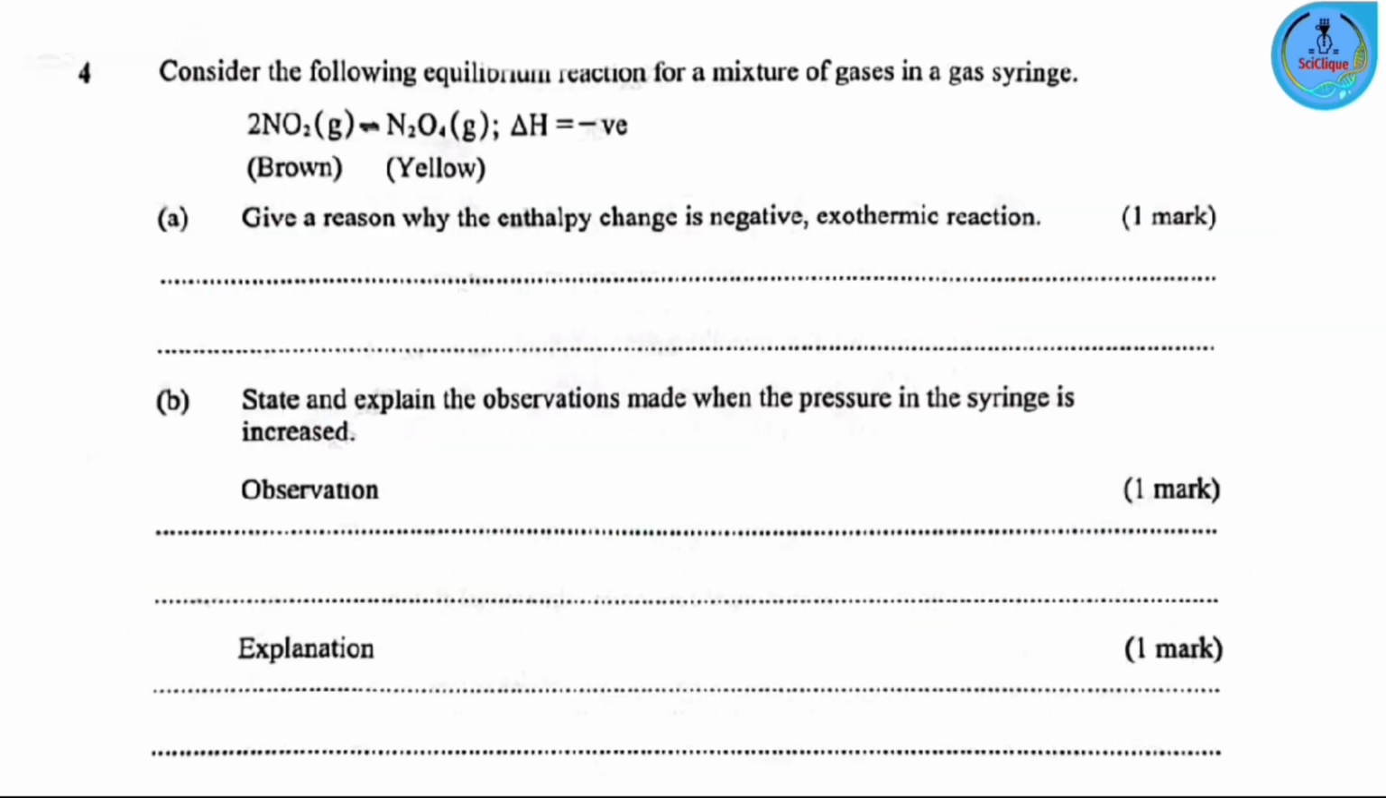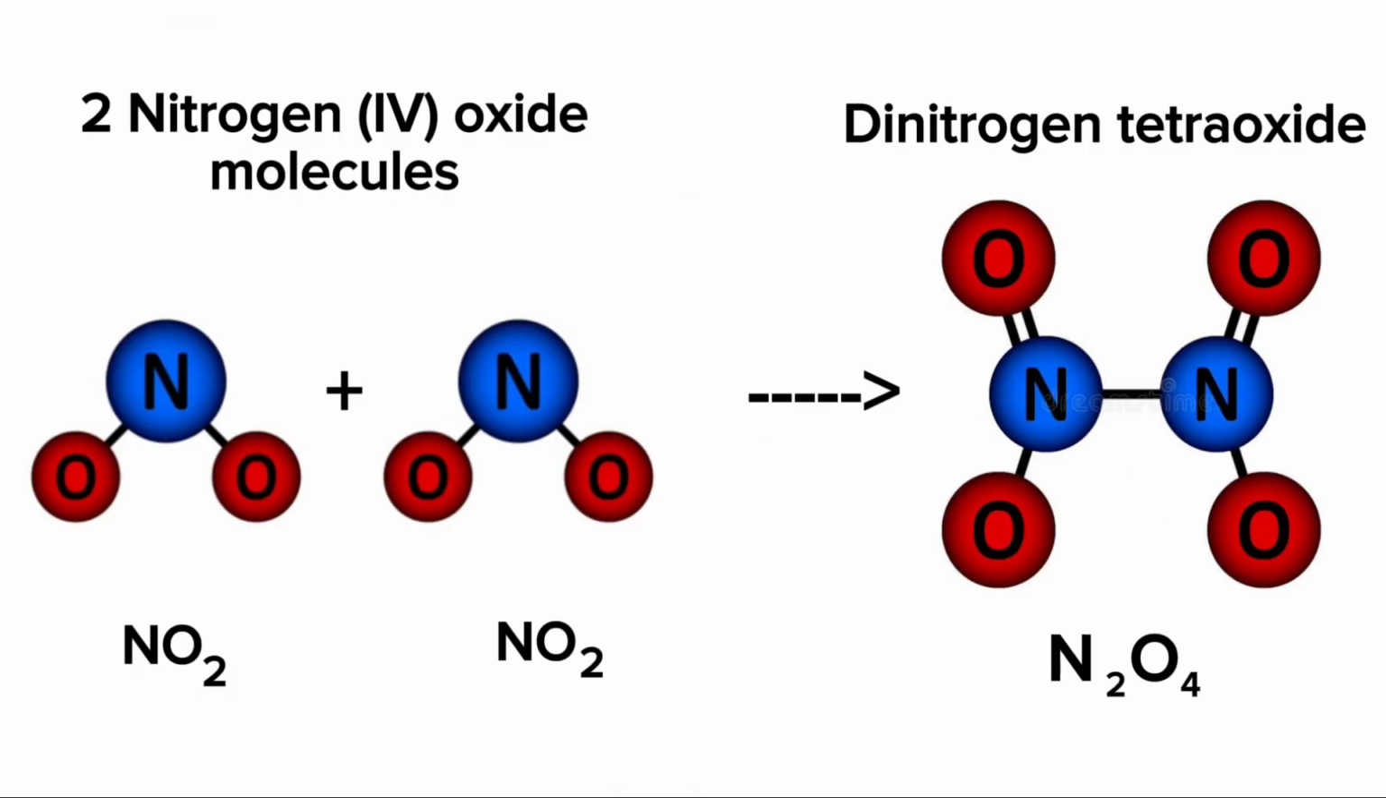Moving on to our next question, consider the following equilibrium reaction for a mixture of gases in a gas syringe. Okay, so we have nitrogen 4 oxide at equilibrium with dinitrogen tetraoxide. Let me explain this. We have 2 compounds, right? Nitrogen 4 oxide and dinitrogen tetraoxide. You're probably thinking where? Let me just break it down for you.